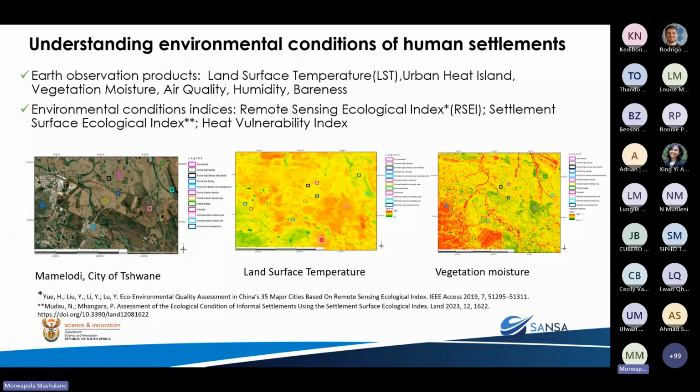Understanding the environmental conditions of human settlements, the earth observation technology allows us to assess the land surface temperature, which contributes to the urban heat islands, and also the vegetation, which is important also for air quality. For this, we use different indices.